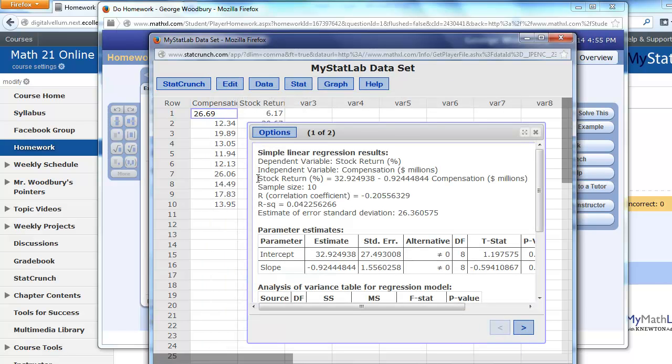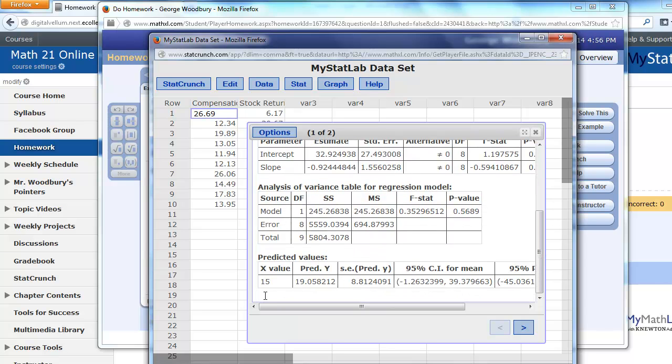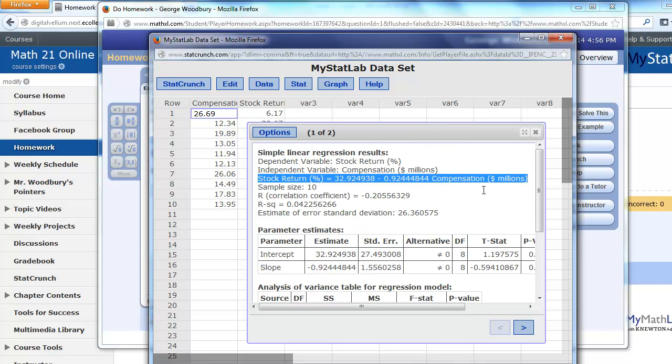Here's the equation. Stock return equals 32.92, etc., minus 0.92 times the compensation. The estimate was for a value of 15. When x is 15, the predicted y value is 19.058. I could have got the same result by plugging in 15 right here for compensation.